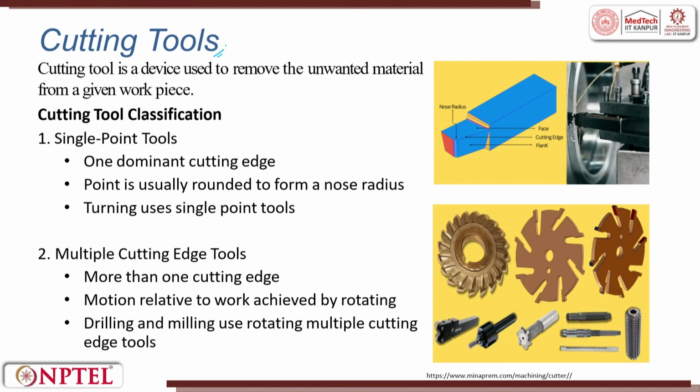Now, let us understand single point cutting tools and multiple point cutting tools. Cutting tools can be classified into single point and multiple point. Single point means there is dominantly only one cutting edge. The point is usually rounded to form a nose radius, and it is generally used in turning and boring operations. When there are more cutting edges, it is called multiple cutting edges. Here motion relative to work is achieved by rotating. Drilling and milling are multi-point cutting tools. Abrasives are also multi-point cutting tools.